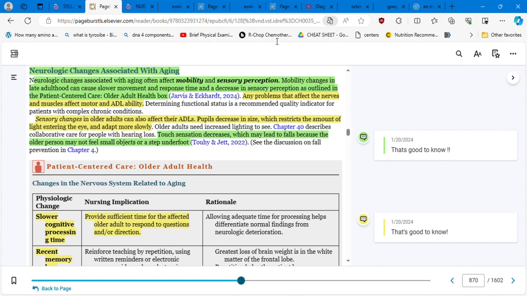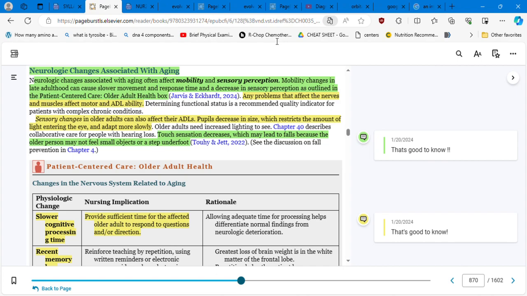Pay attention to this. So neurologic changes associated with aging often affect the mobility and sensory perception, right? Mobility changes in late adulthood can cause slower movement and response time and a decrease in sensory perception as outlined in the patient-centered care box that we're going to check in a few seconds. Any problems that affect the nerves and muscles affect the motor and ADL abilities, okay? Sensory changes in older adults can also affect their ADLs.